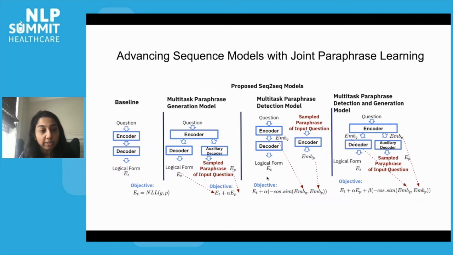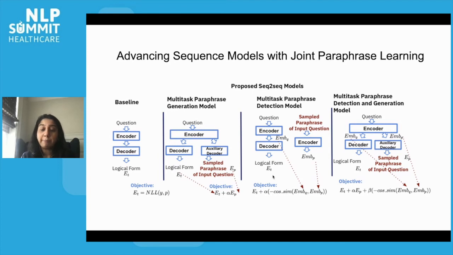So, given a seq-to-seq architecture, in this case the baseline happens to be a seq-to-seq architecture with copy, we propose models where we learn the paraphrase along with learning to predict the logical form of the question. In the multitask paraphrase generation model, we have an auxiliary decoder. During train time, we also sample a paraphrase of the input question and try to learn. We modify the objective function where we try to learn both the logical form and the sampled paraphrase of the input question jointly.